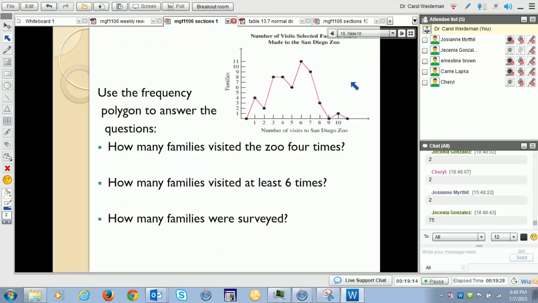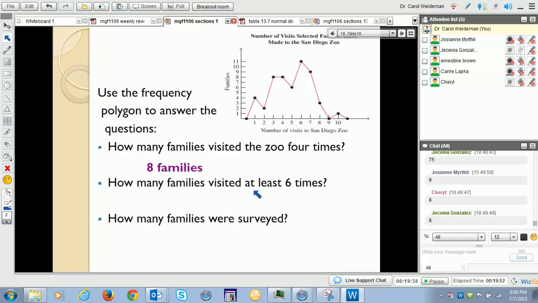So look at this one. This is the visits of families to the zoo. Look at this frequency polygon. How many families visited the zoo 4 times? 4 times. Go up here. How many families visited 4 times? Looks like, anybody want to try? 8. Yeah, it's 8.